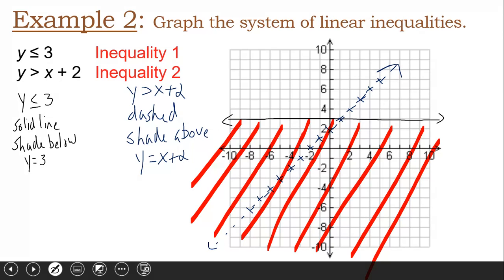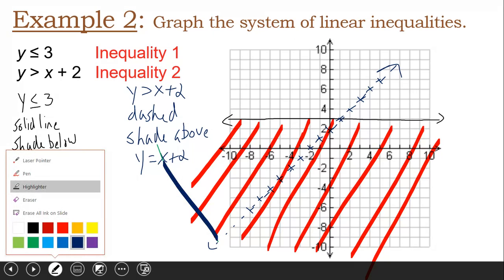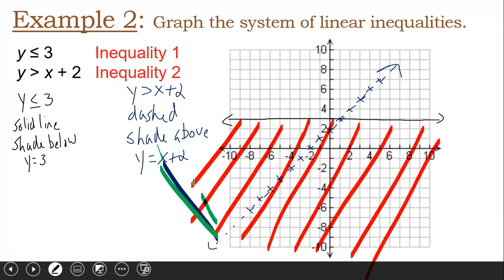And in this particular line, I'm shading above. It's very important to be neat when you're doing these. So I'm going to do this in green. I'm shading above this line. Green, I want a green. There we go.